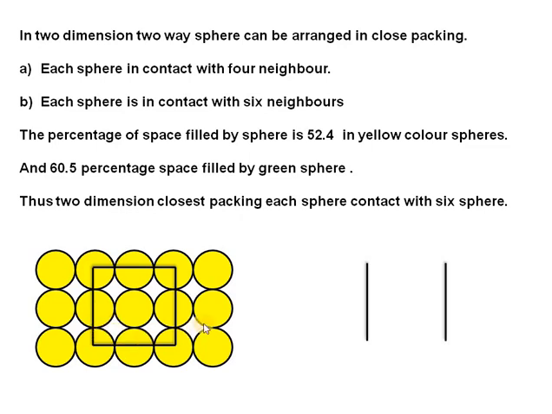For example, we take this sphere like this. So this sphere can be arranged with 4 neighbors: 1, 2, 3 and 4. For example, if we take this sphere, then these spheres are in contact with this, this and this. So a total of 4 neighbors are in contact with each other.